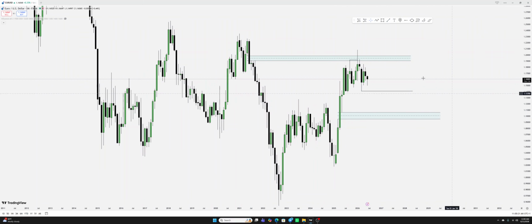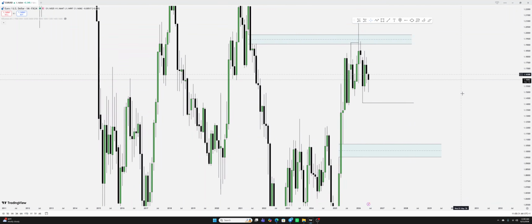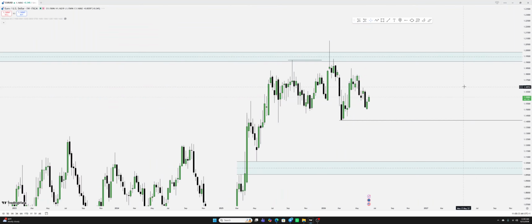Like I said earlier, if price takes out the buy side liquidity, which is above right here, we are expecting that price is coming for the sell side liquidity, which is this low right here. So let's go to the weekly time frame.